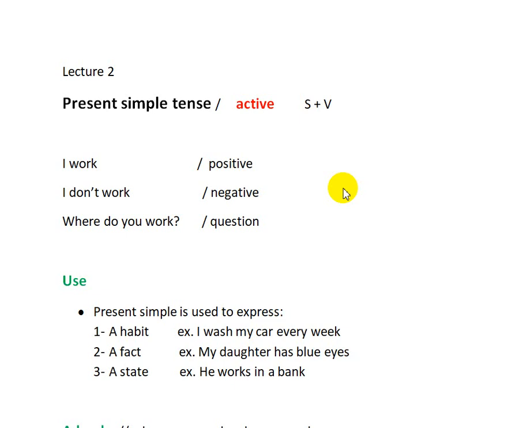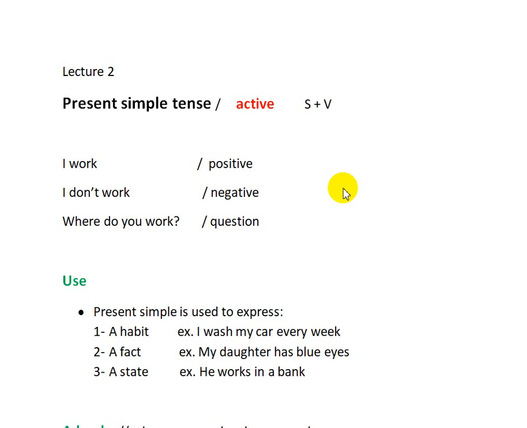Okay, so we will start with the present simple tense. In order to form a sentence in English, we need the time and we need the aspect. The time is represented by the present, okay? And the aspect is represented by the simple, okay? So, with the present simple, we are talking about what? An action that happens again and again, okay? Something like a fact.